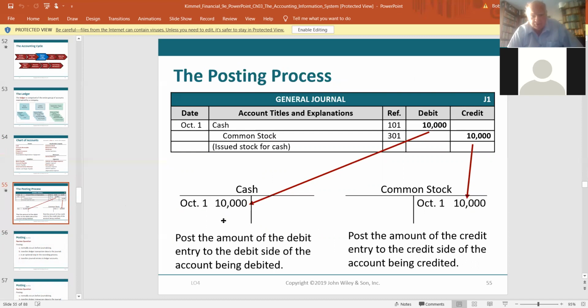We debit cash and we credit common stock. Once you've done that, you've entered a permanent record to your general ledger. It can never be reversed. It can never be removed. If it's wrong, all you can do is write the correcting set of entries to change it.